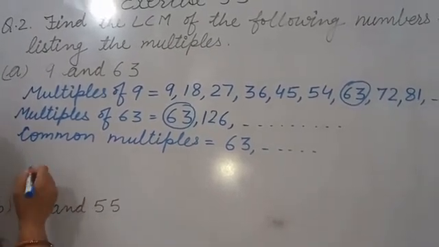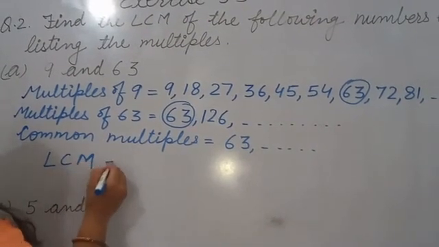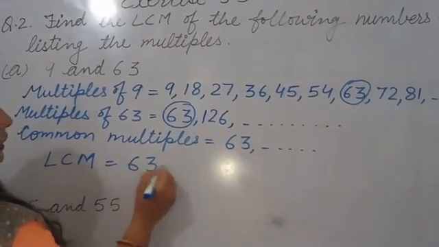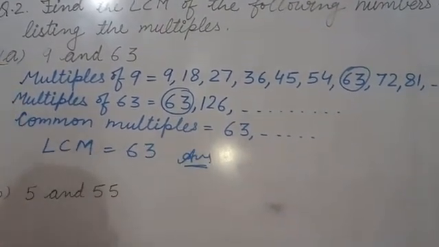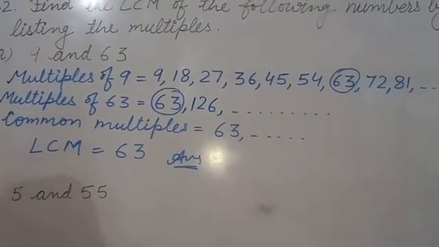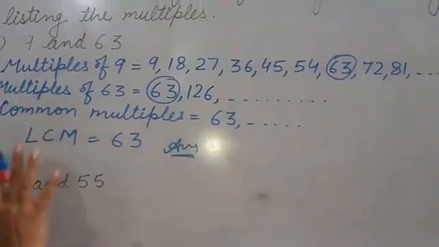So now we write here LCM equals 63. That's your answer. Which one is the first common multiple? That is your LCM. So no need to find more commons. We only have to find the first common.